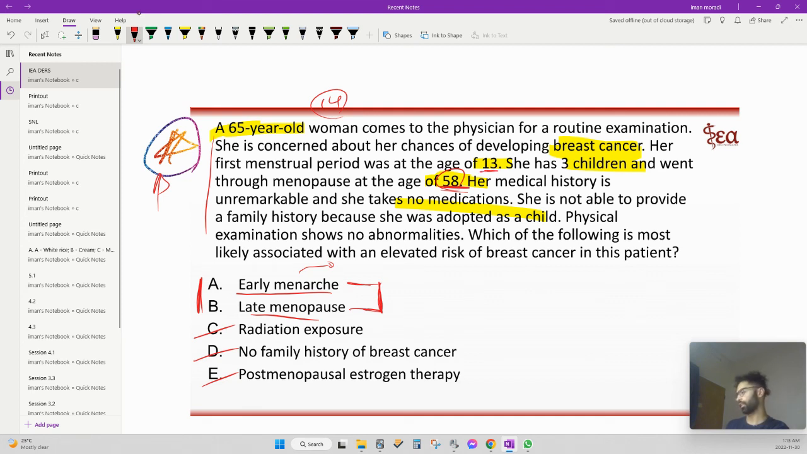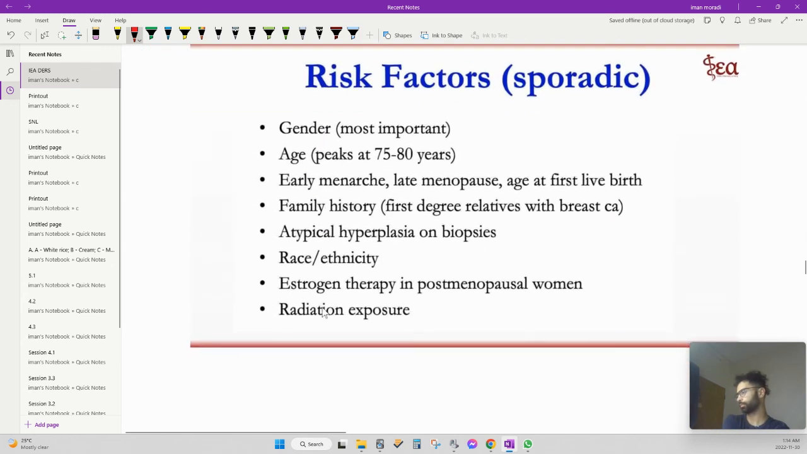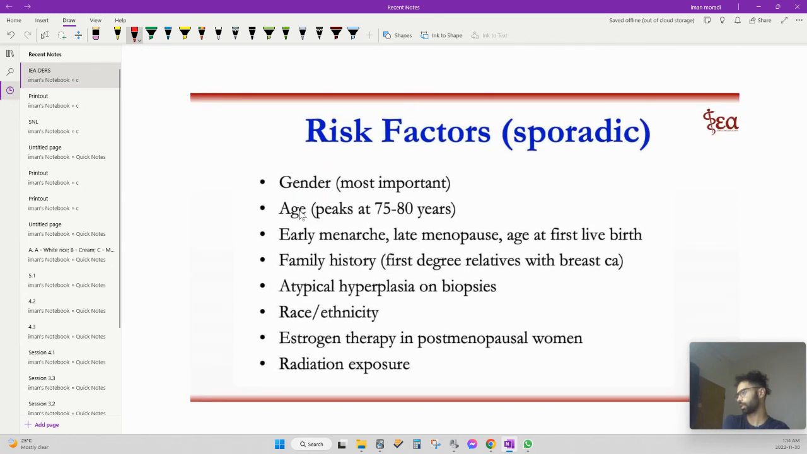And the other thing that I think is important, I don't know if this is true or not, it's just the way I think about it, is that because menopause happens later in life, you're pushing old tissue, and that's always more of a risk factor for carcinogenesis than pushing young tissue. So I would go with late menopause over early menarche if I was given the choice between the two. So you can see all the risk factors here.